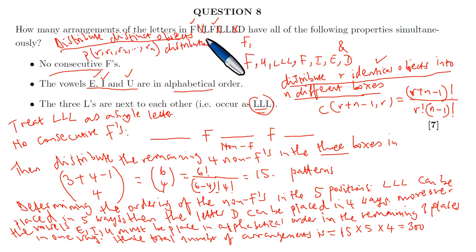Right, so we said: how many arrangements of the letters in fulfilled have all the following properties simultaneously? No consecutive Fs. That meant no consecutive Fs, the two letters F. So we decided to separate them and put boxes on either side. So we put three boxes in which you can slot in things.